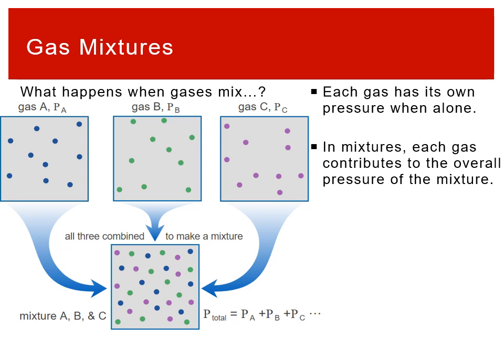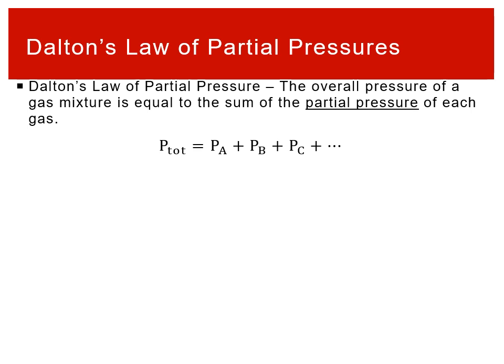So each gas, the purple gas, is still going to be colliding with the walls of the container in the same way that it was previously. And so there is a contribution to the pressure from that gas C. So all of these pressures are going to add together when we form a gas mixture. This is overall described by what is called Dalton's law of partial pressure, which says that the overall pressure of a gas mixture is equal to the sum of what are called the partial pressures of each gas.